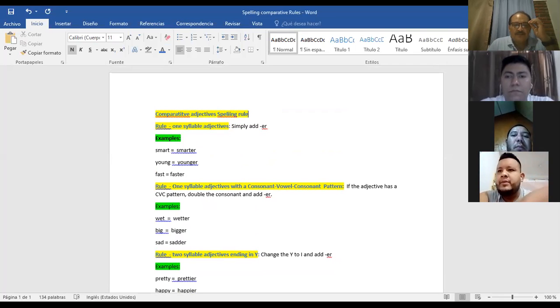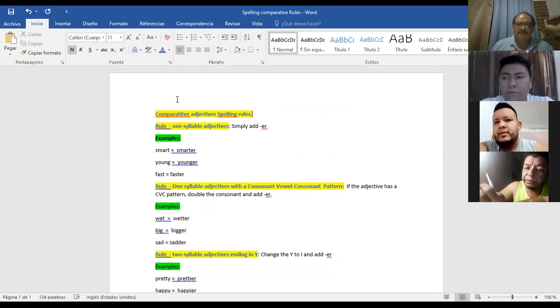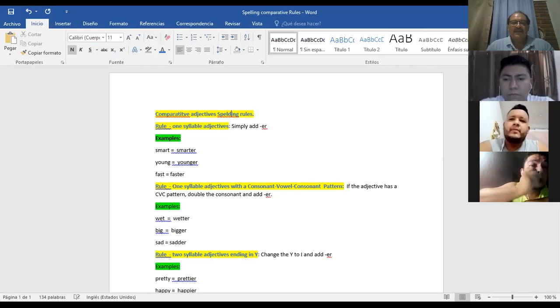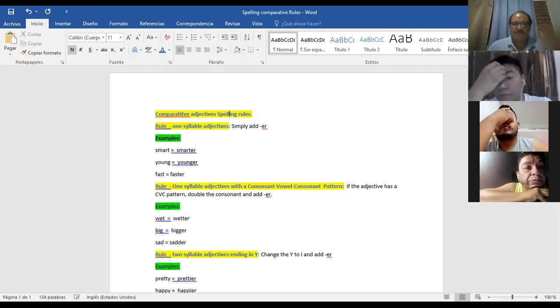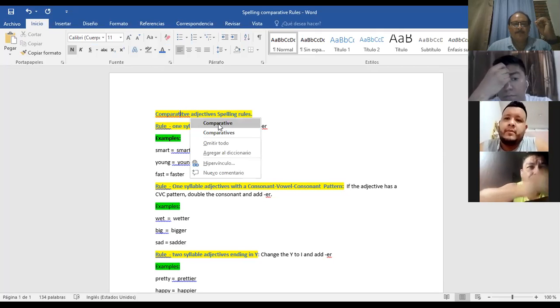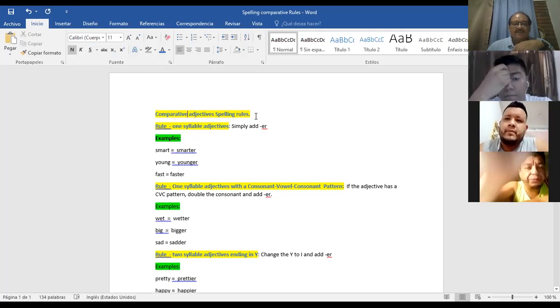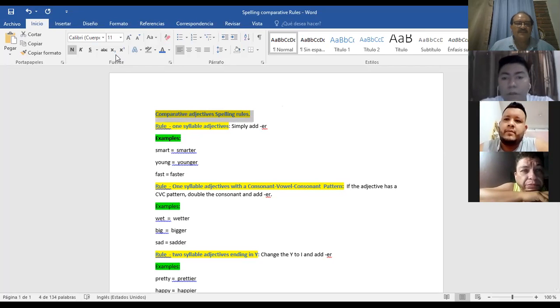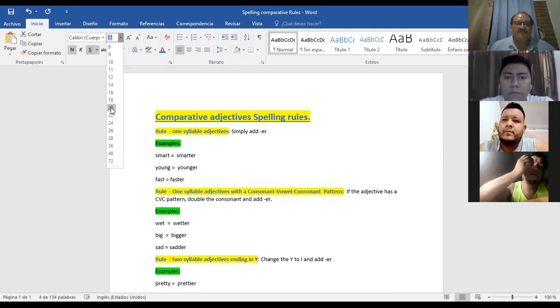Okay, so these are... Can you send that document? Oh yes, of course. First, I want to explain, and then we can add some other ideas, and then after I will send it. Okay, so then we have, for example, the comparative adjective spelling rules. These are just a few and a reminder.